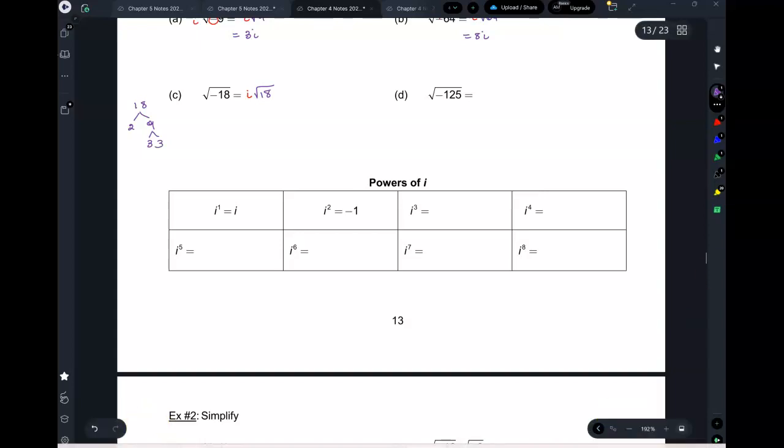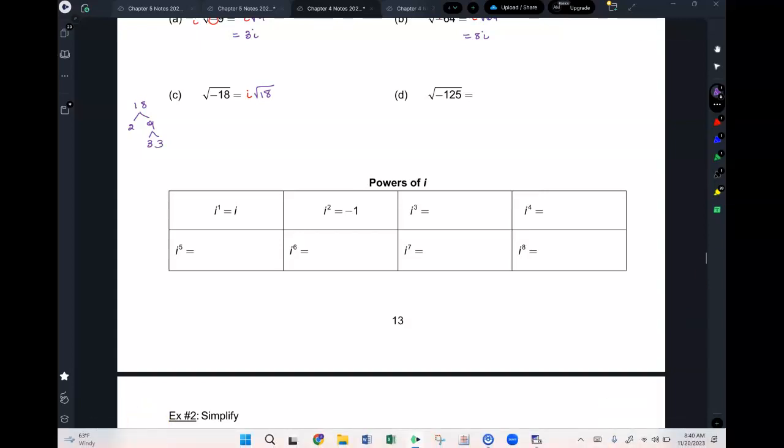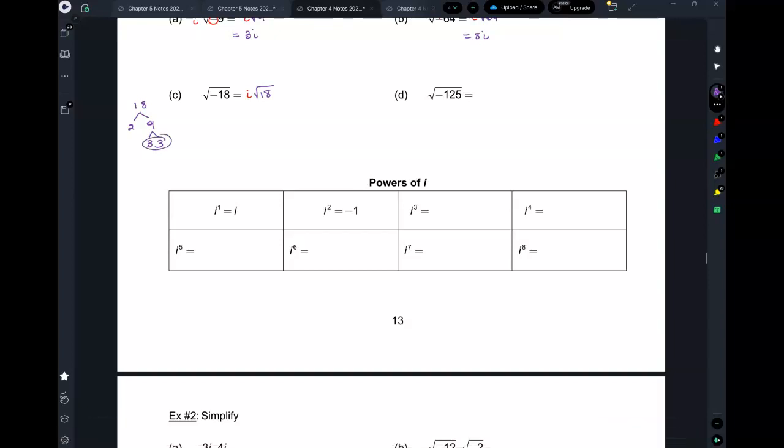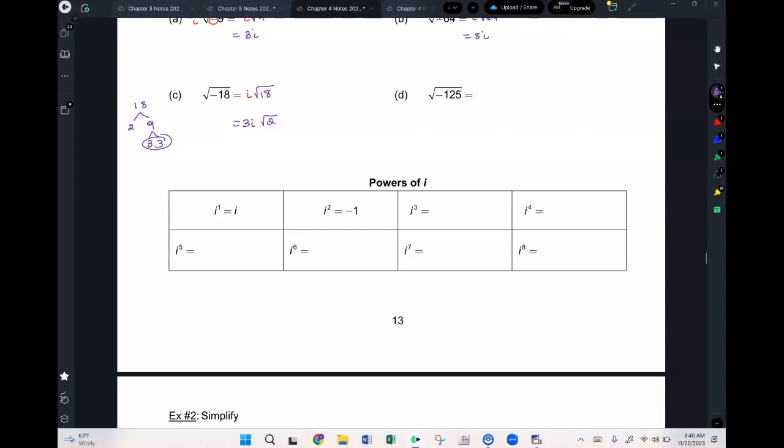The way I like to think of this is, imagine that 18 is in jail, and these are all the numbers. Any of these ending numbers that can find a partner can escape from jail. So the 3 finds a partner and escapes from jail. That poor lonely 2 stays inside. So this will be 3i root 2. The 3 comes out, the 2 stays in. When you have a number and an i, we normally write the number first, then the i. If there is a square root, we put the i right before the square root.